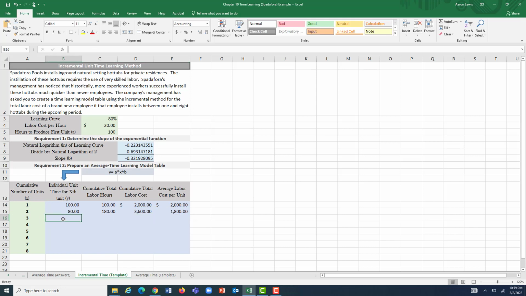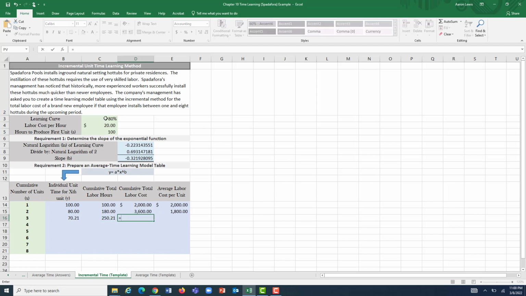For the third unit, our A stays the same. It's still the number of hours it took our employee to install the first hot tub, which is 100, times X, we're up to our third hot tub being installed, to the power, good old caret from shift 6, of our slope. And that comes out to be 70.21 hours to put the third one in. So our employee had worked 180 hours to put the first 2 hot tubs in, a little over 70 for the third hot tub. This employee had worked 250.21 hours at this point, according to our projections.